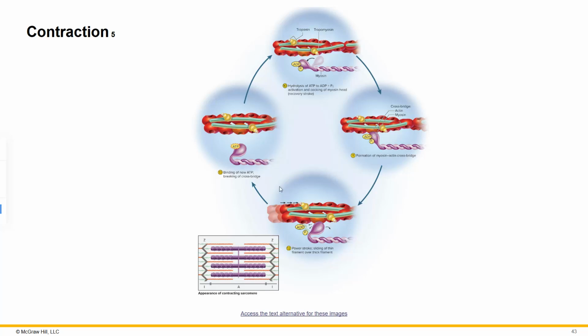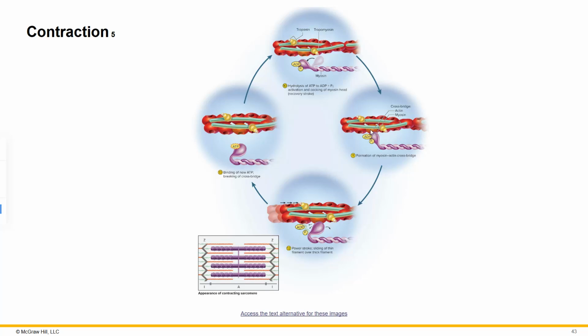So really, we start by the ATP binding. When ATP binds, it allows this to detach, and that allows for the next cycle. So then we have to cock the myosin head. Hydrolysis of this will allow the myosin head to be cocked. So we break apart ATP to make ADP and a phosphate, and then it's going to attach.